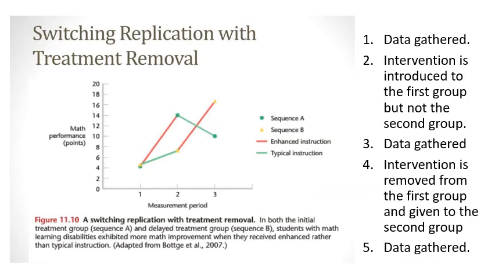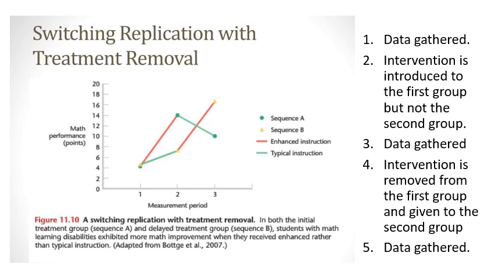So here's an example similar to what we've been discussing, but using math. And so if you can orient yourself to it a little bit, the enhanced instruction is indicated in red, so the treatment, and the typical instruction or the control condition is in green. And you can see that this first group got the treatment first. They had the math intervention, and you can see that their scores really improved. This red line. And here's where the data were taken, measurement period 2.